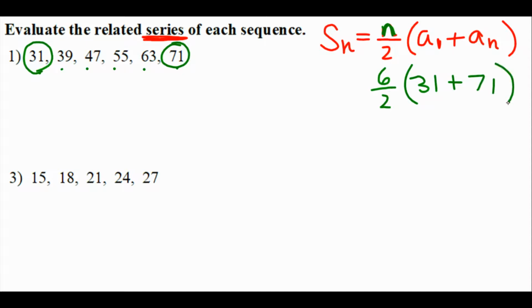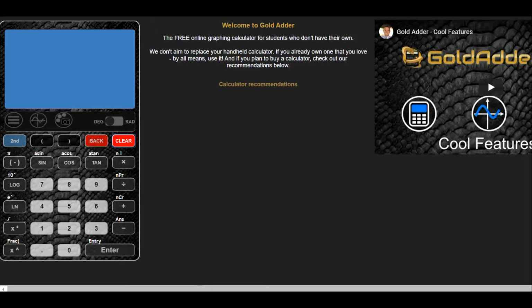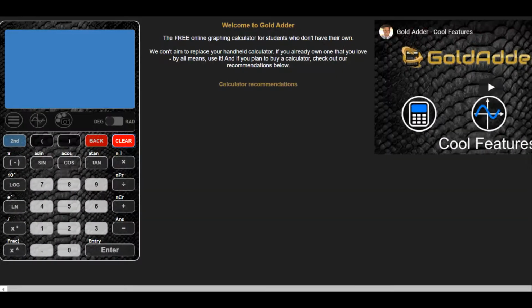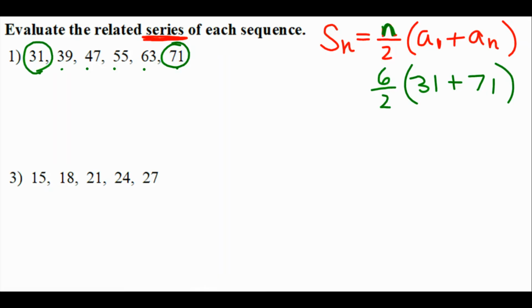And so to evaluate this series, we just need to calculate that. So let's go to a calculator: 6 over 2 times 31 plus 71. 306. That's the sum. The answer is 306. Incidentally, that's what you would get if you added up those numbers.